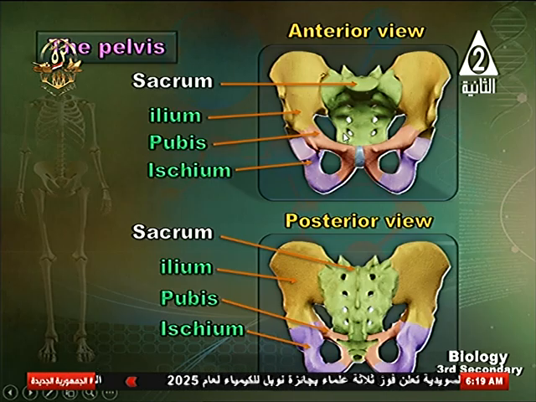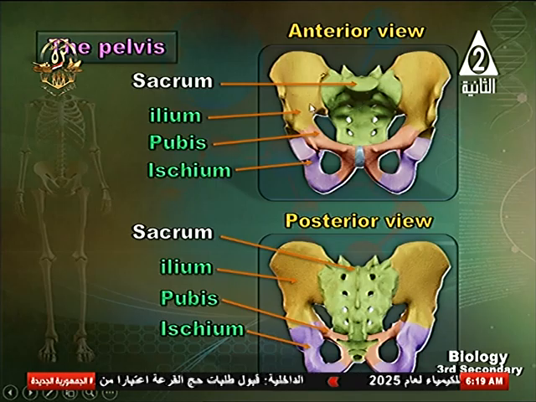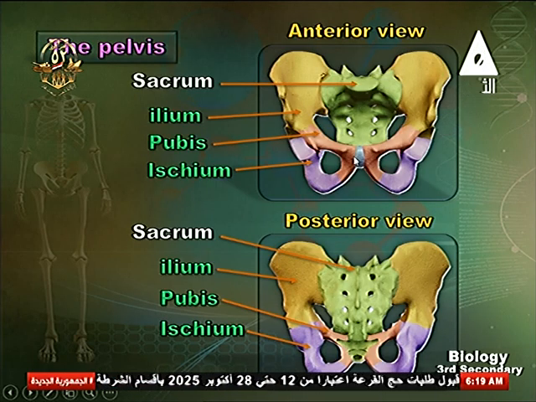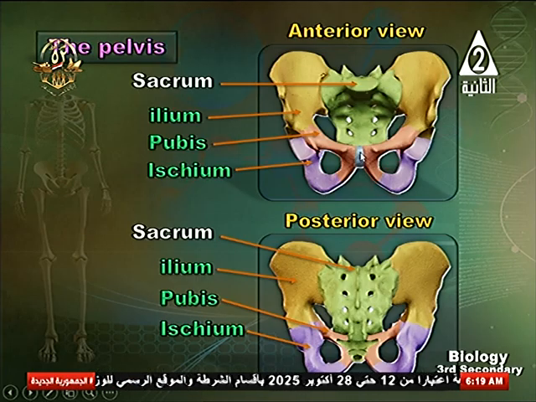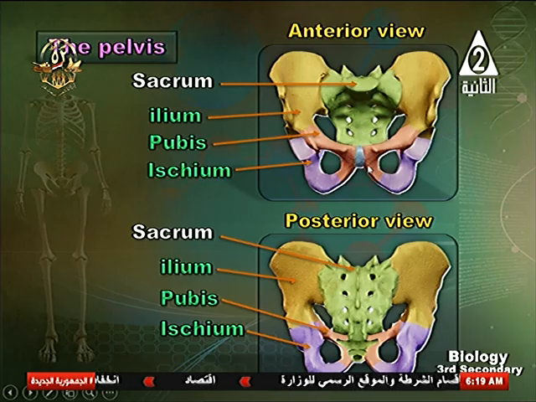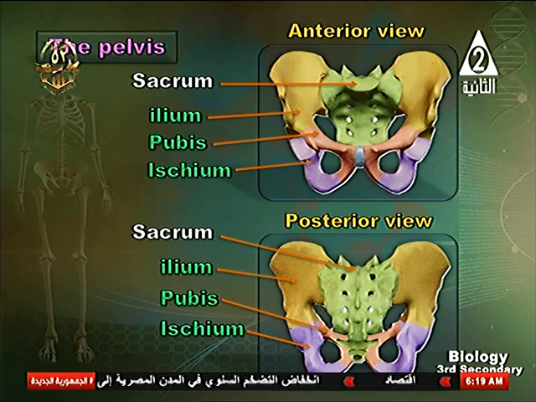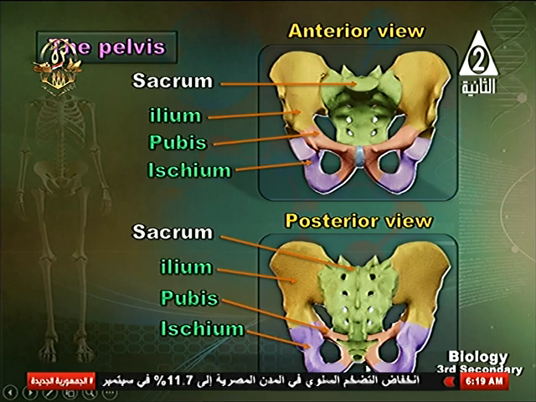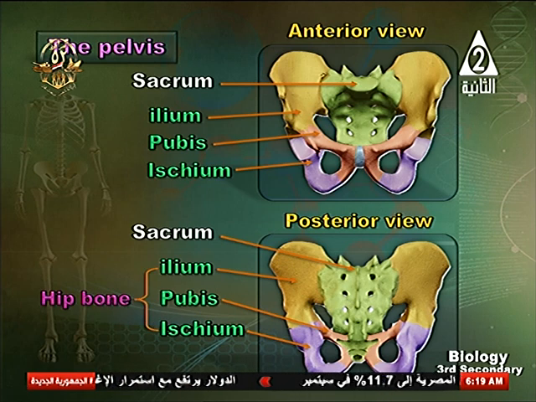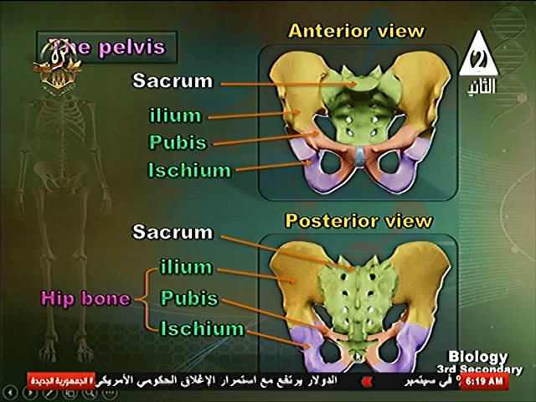Okay, when the question asks you what the view is, this one is the anterior view because we can see the pubis from the anterior view, the pubic symphysis from the anterior view, while from the posterior view we cannot see the pubic symphysis. From the posterior view we can see the coccygeal vertebra. This one is the coccygeal vertebra. We can see it from the posterior view, we cannot see it from the anterior view.